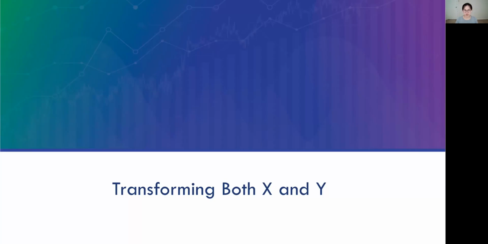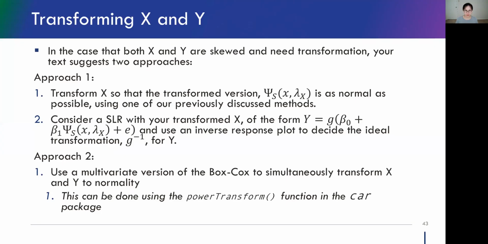All right, we have talked about how to do transformations for either response Y or the predictor X. And now what if we need to transform both X and Y? In the case that both X and Y are skewed and not really close to normal, and they need transformation, you have these two approaches to choose from to transform both X and Y.